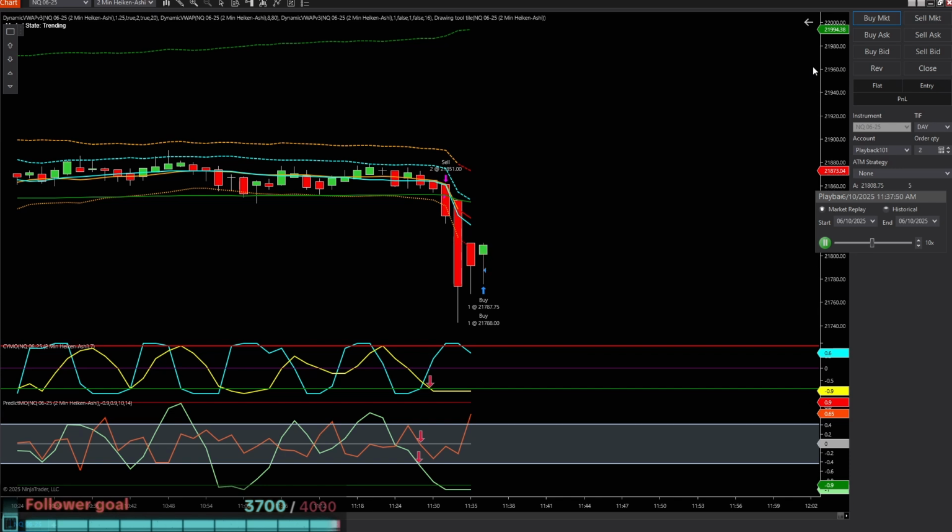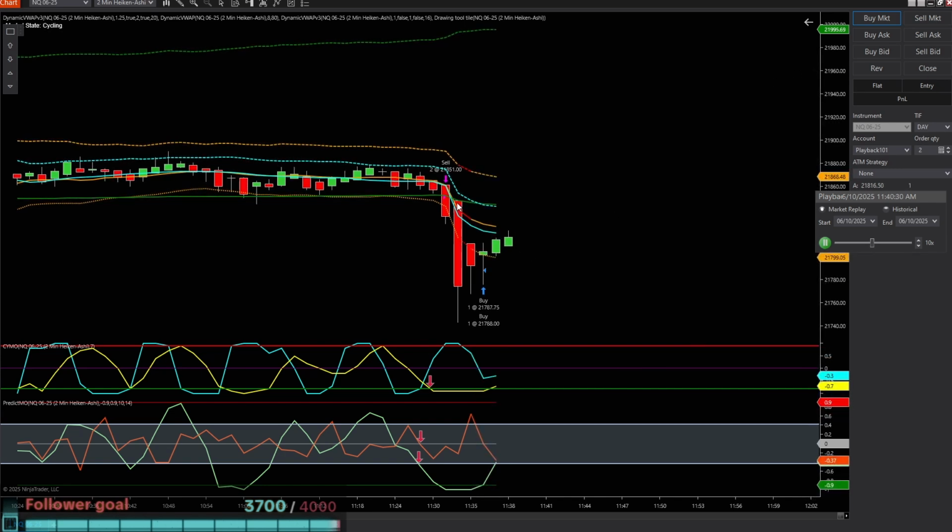Nice little clip to the downside. Anytime you have these fast moving bars that either go up or down like this, guys, it's always best to clip them and get out of the trade. Now we have a potential setup here to go long, okay, with both cycle and momentum going up.